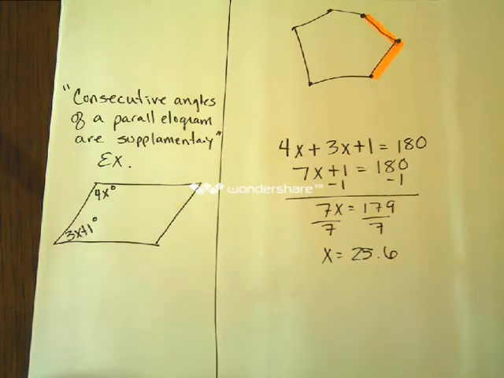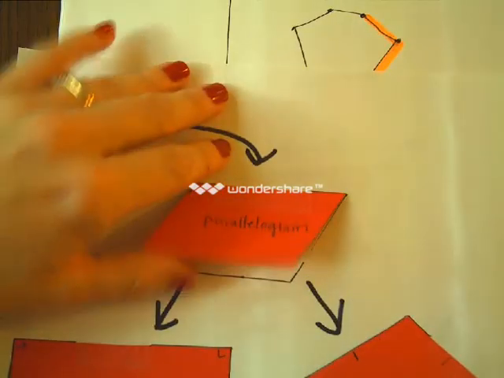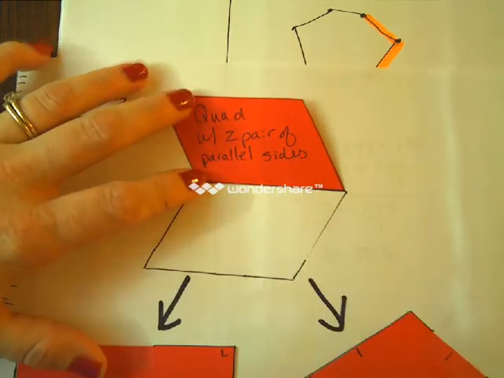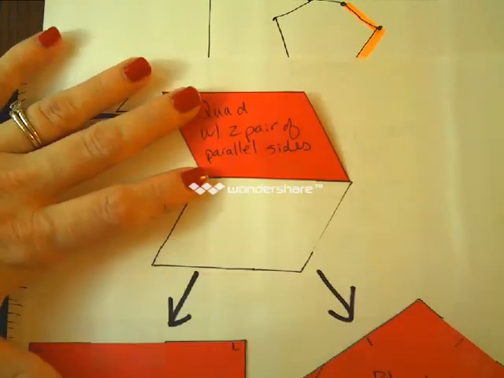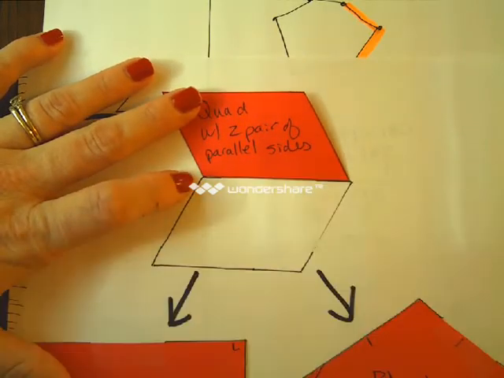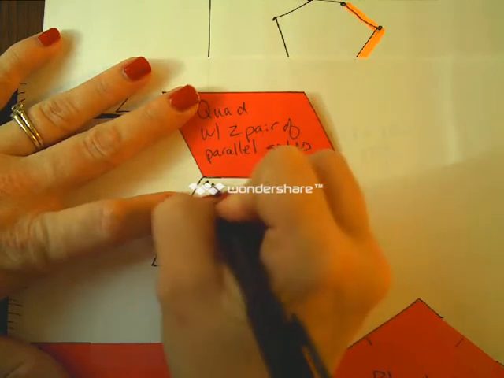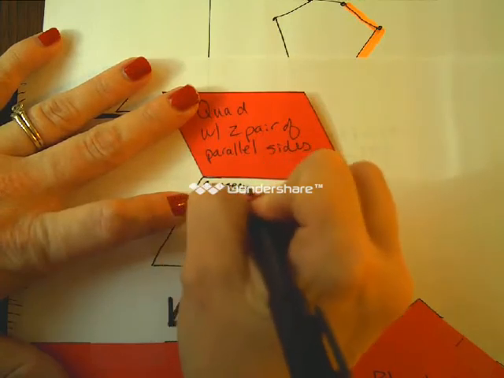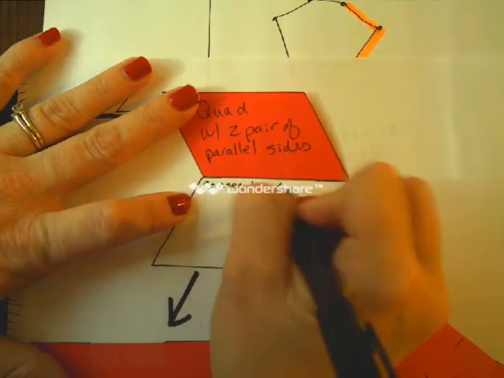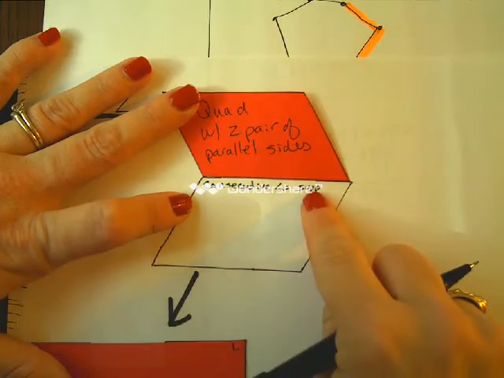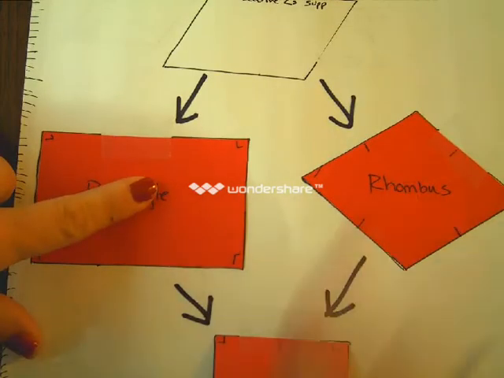So all of the properties and theorems that apply to our shape are going to go in this space right here. Now, you're going to need to write small because there's lots of them for the parallelogram. And we're going to do a lot of abbreviating as well. Consecutive angles are supplementary. Now, if it applies to this one, then it also applies to all of these below it.